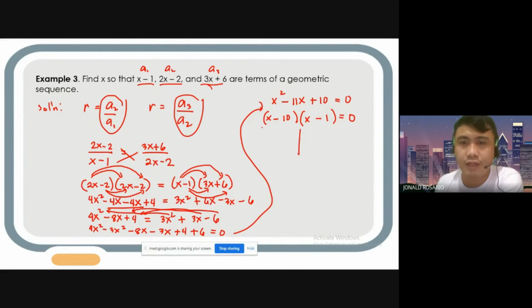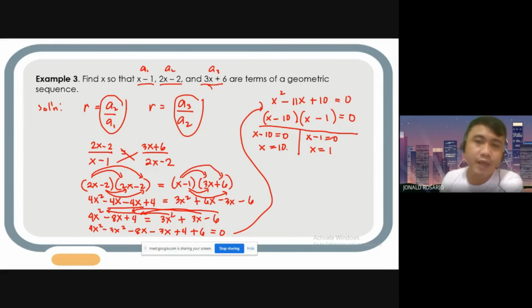So using, of course, the zero property, we can solve them. So x is positive 10. Transpose lang natin. x minus 1 is equal to 0. x is positive 1. So we can have two values of our x, 10 tsaka 1. Ang problema, hindi natin alam kung sino sa kanila ang tama. Okay, i-test natin.